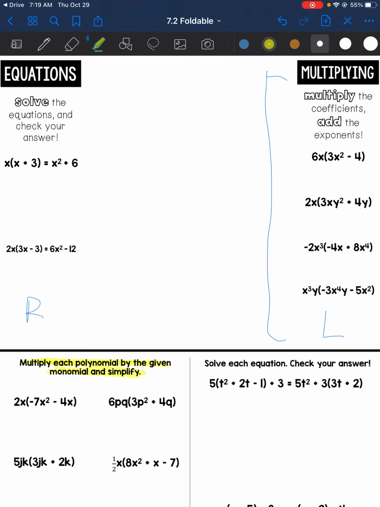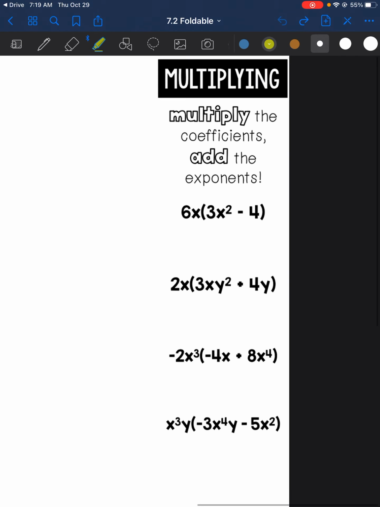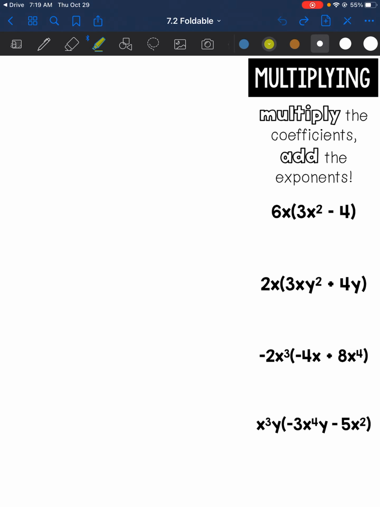And then we'll look at how this applies in solving equations, which we will end up doing some mixed practice, so multiplying first, distributing first, and then adding and subtracting to solve equations. Okay, so let's take a look at this side here, this multiplying.